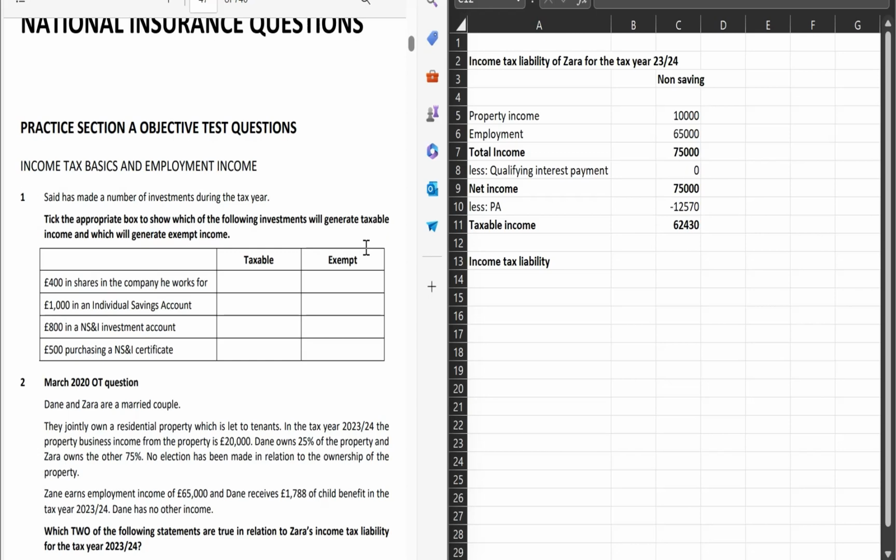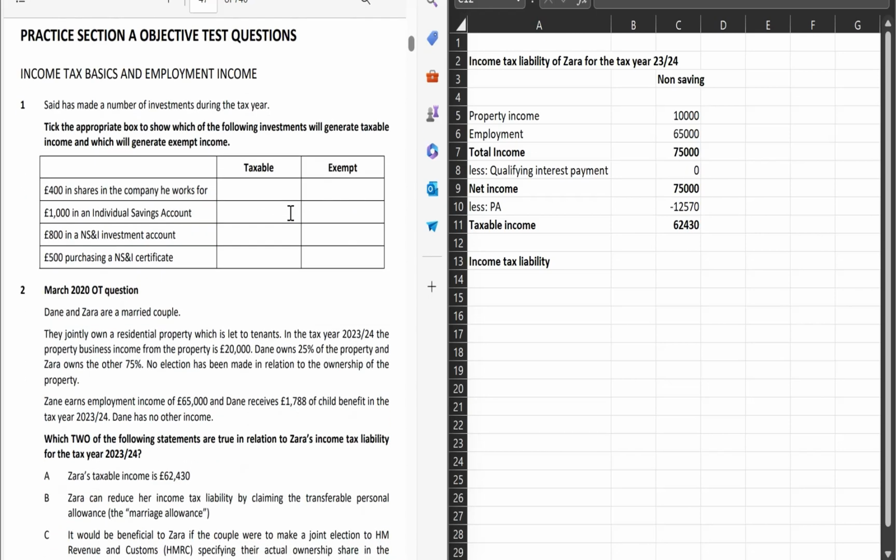So the first question is: the taxpayer has made a number of investments during the tax year. We have to tick the appropriate box given below, showing which investment will generate taxable income and which one will be exempt for tax purposes.